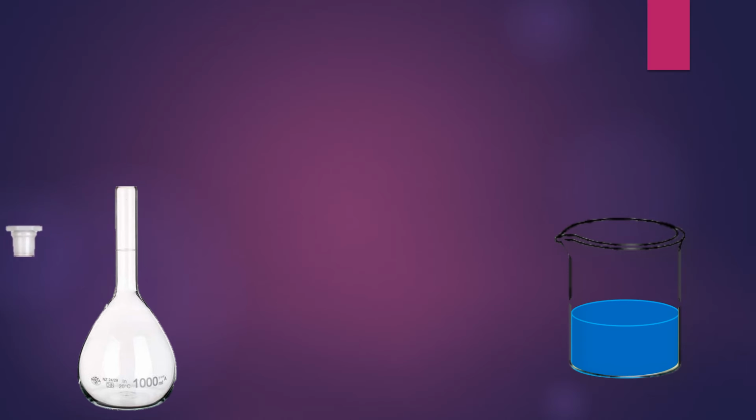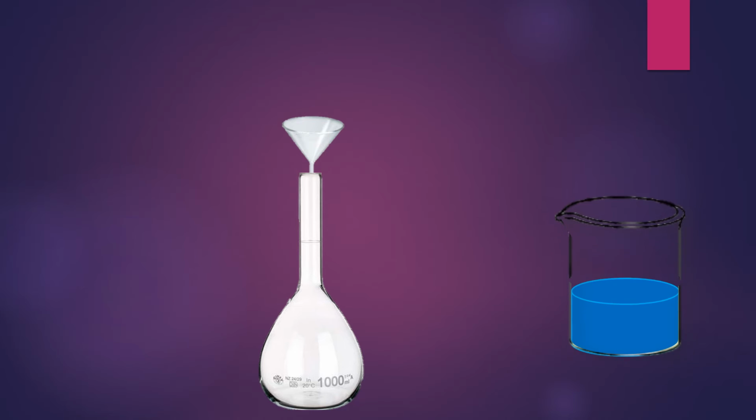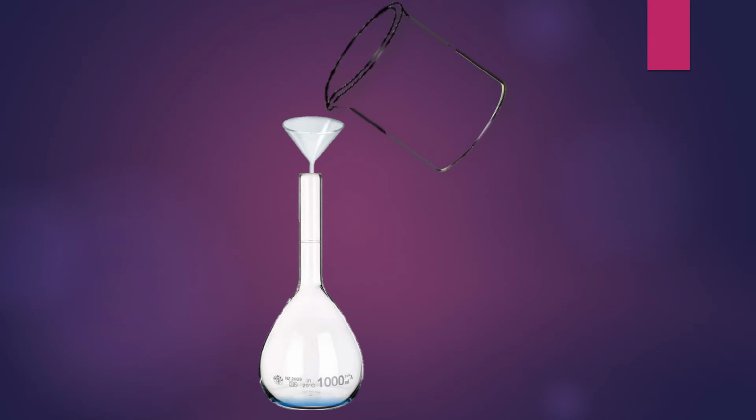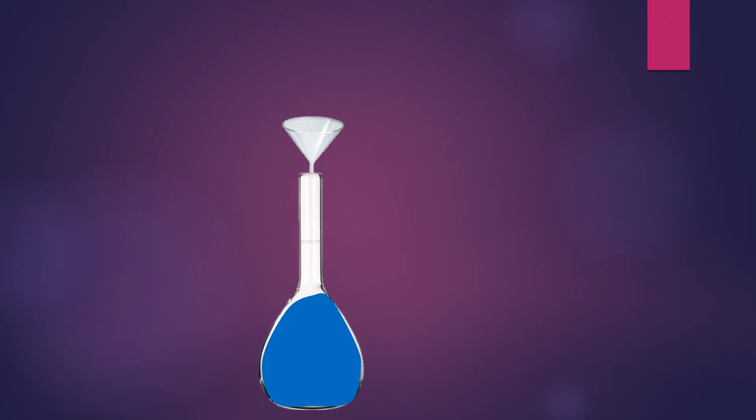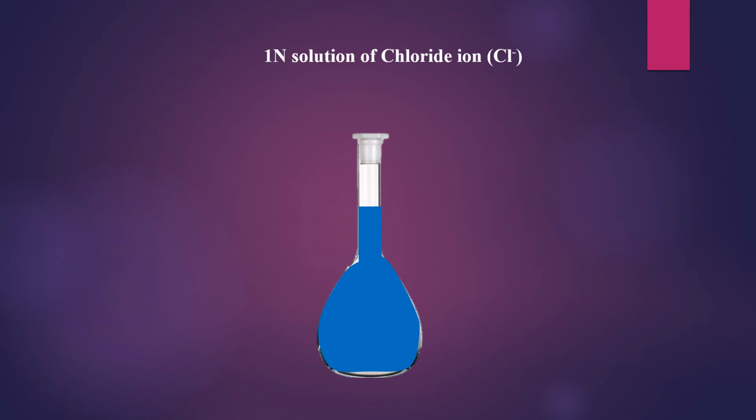Open the flask. Place the filter paper on the funnel. Always use filter paper, as it removes any kind of impurities if present in the solution. Now add the sodium chloride solution into the measuring flask. Add more water up to the mark. Store the solution for further use. This is one normal solution of chloride ion.